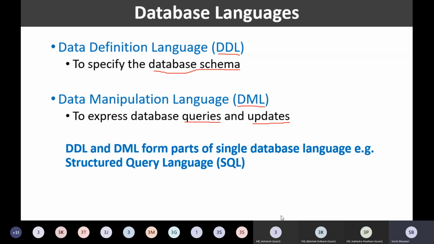Database languages come in these two forms, data definition language and data manipulation language. These two parts are combined together and we come up with the structured query language, or SQL. So DDL and DML form the parts of the single database language, which is popularly known as structured query language, SQL. Okay, so SQL comprises DDL as well as DML.